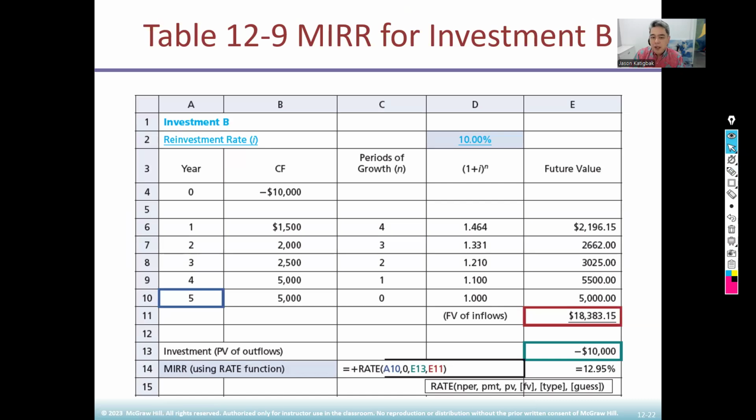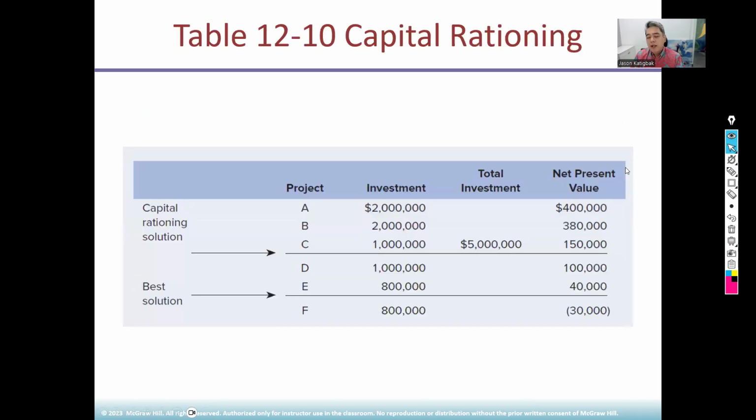But I would like to make sure that you understand where NPV and IRR come from because these are important when you graduate and you use them in your work. But with that, I would like to also add the discussion on capital allocation or capital rationing, right?